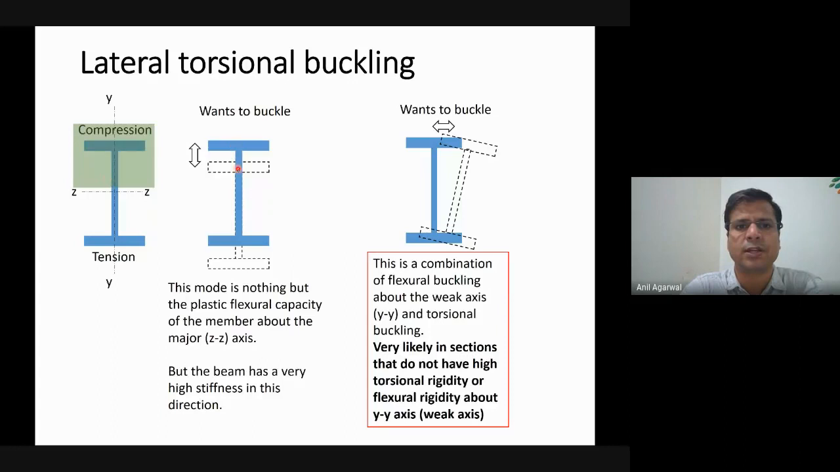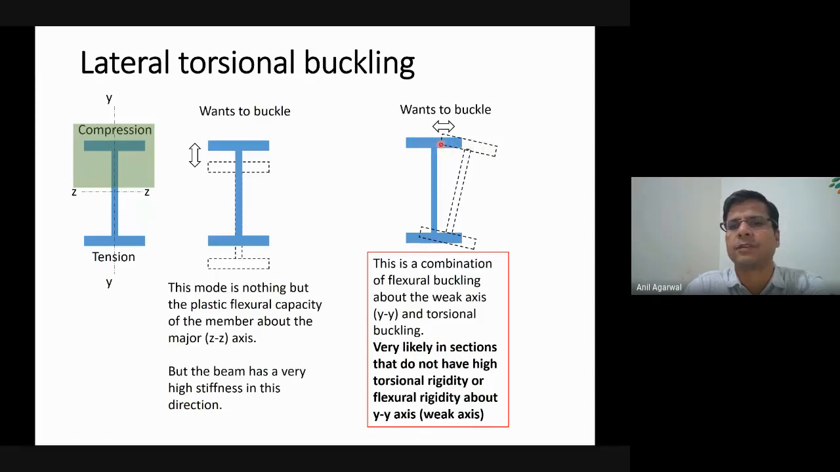One way would be to move vertically downward or upward. The other way would be to move laterally. If it wants to move vertically, that is in the plane of the major axis, then the challenge is that it has to push the part that is in tension. Plus the beam has a very high stiffness in this axis. So moving the entire beam in this axis is hard. Anyway, the load is also being applied in this direction. The beam is deflecting already, but for this buckling element to push the entire beam further, to cause the buckling in this axis, is very difficult. That doesn't happen.